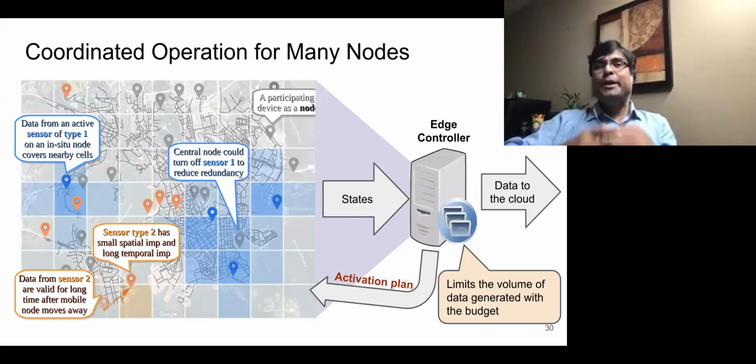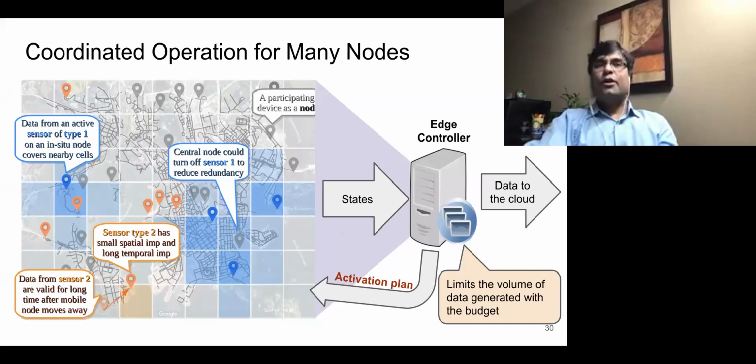So that means I don't need to collect data from all points, from all locations. That's the key idea. But how will someone coordinate that? So that's why we need to deploy a computing node somewhere near the site where this data collection is happening, let's say in a city block or in a certain area in a campus. Then we can put an edge controller. That edge controller will take the state information of all sensors that are deployed, their current position, and what data they are collecting now.